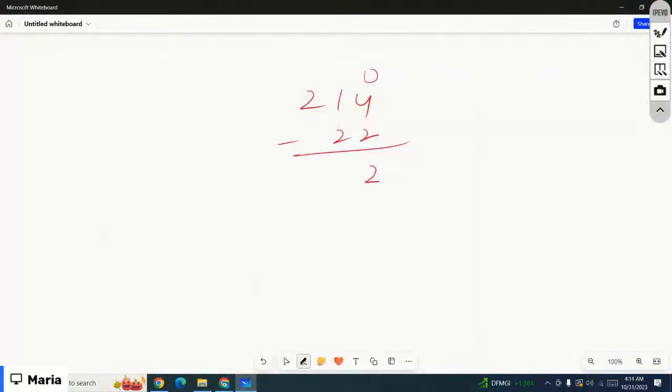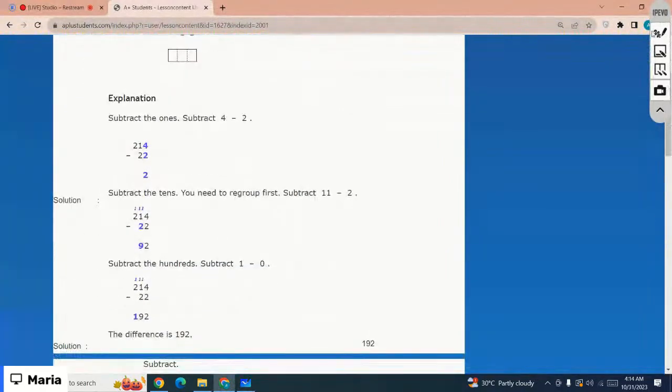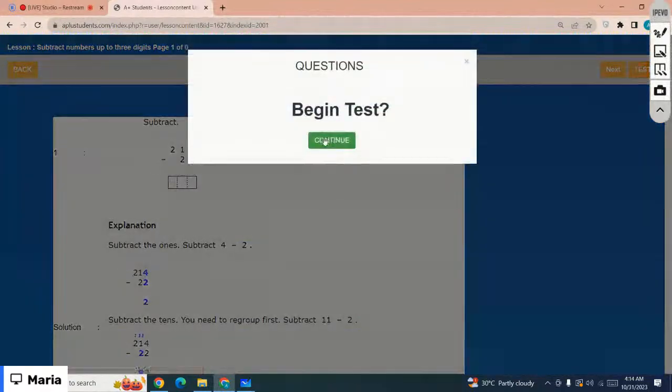Okay, so you cannot subtract 2 out of 1 because 1 is less than 2. You cannot subtract a greater number out of the smaller one. You always subtract a smaller number out of the greater one. So you need to borrow 1. When you borrow 1, that makes 11 here. Here you are left with 1. So 11 minus 2 is 9, and you can write 1 as it is. So 214 minus 22 equals 192. So the correct option is 192, right? Okay, let's just start with the practice questions.